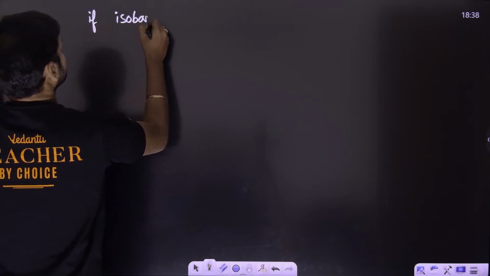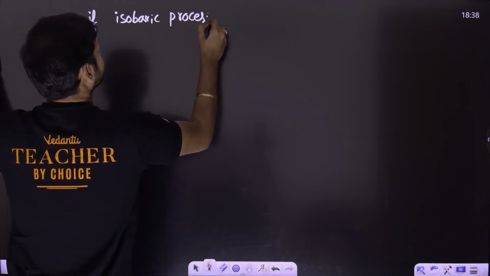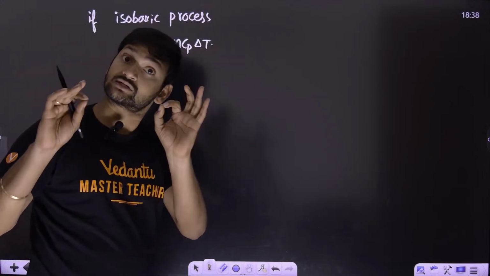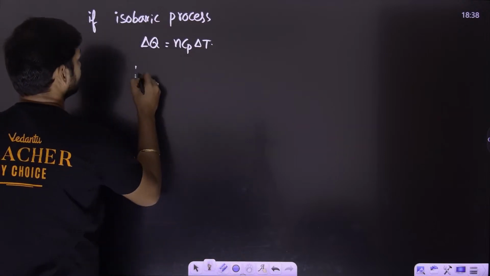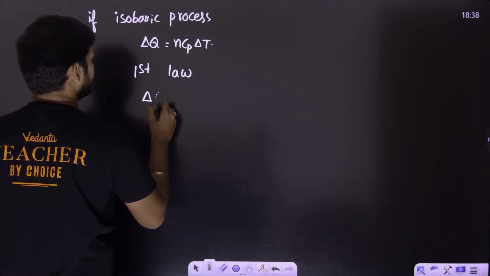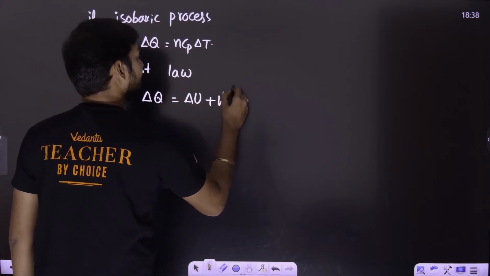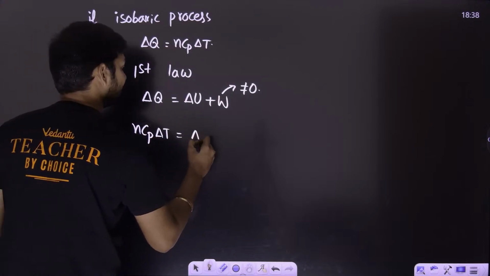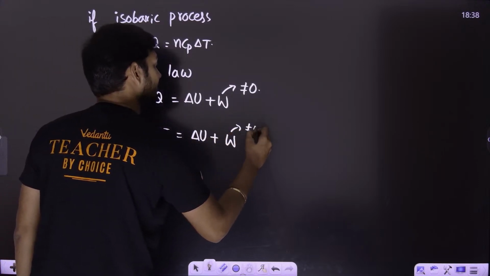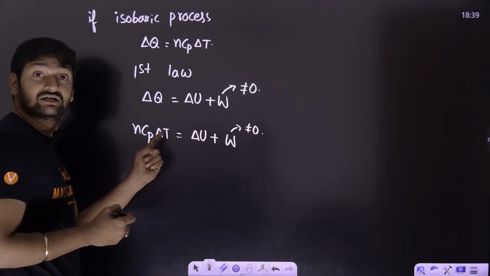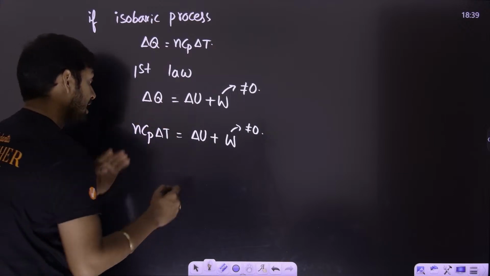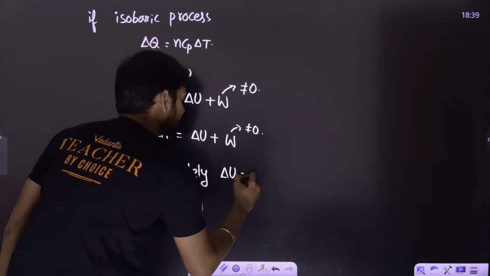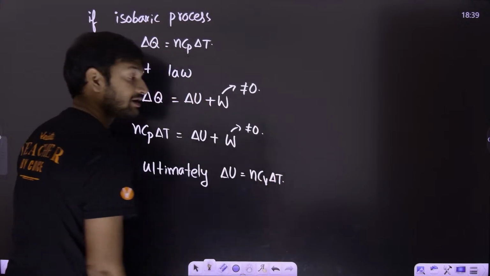If it was an isobaric process, agreed, delta Q is nCp delta T. At any cost, I am completely agreeing with you. And what does the first law say? The first law says that delta Q is delta U plus W, and this W is not equal to 0, sir. So this is nCp delta T, and this is delta U, and this is W, which is not equal to 0. When we calculate W and subtract W from this one, ultimately delta U comes out to be nCv delta T only.